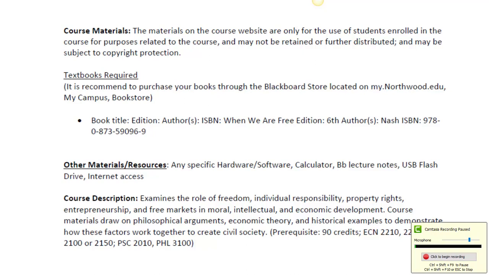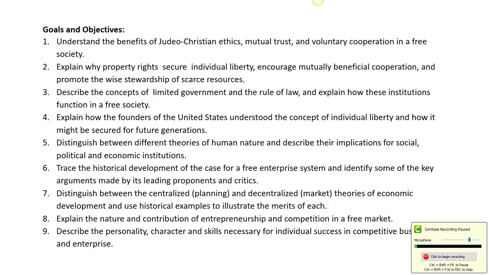So at any rate, that's the course, and the goals and objectives are straight out here. As you read through these: understand the benefits of Judeo-Christian ethics, mutual trust, voluntary cooperation, free society, property rights, limited government, and how the founders viewed the idea of liberty. They would be drawing on the pre-revolutionary English tradition, Grotius, et cetera, the basis for this great American experiment. And further, distinguish between different theories of human nature, drawing on the economic side, how the free enterprise system developed.